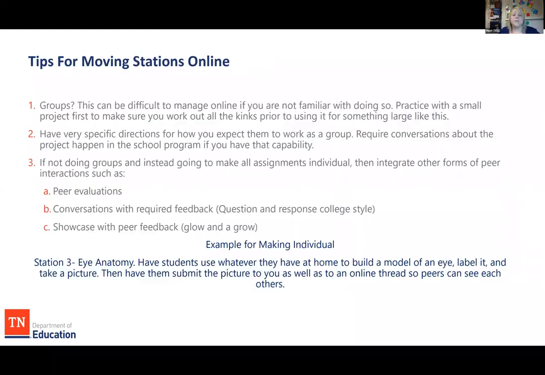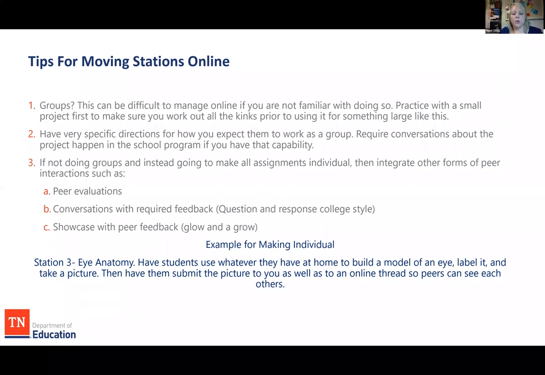So my tips for moving stations specifically, groups. Groups online are more difficult if you're not used to it. Not all students can call each other. Not all are comfortable calling each other. They obviously, in a COVID situation, can't just go over to each other's house to work on that project. And in fact, most days that doesn't happen anymore. The students work together at school anytime they're doing project work.